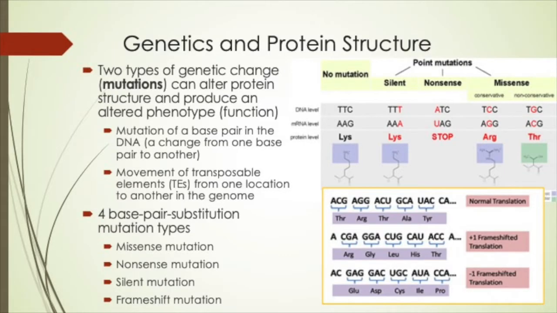There are two types of genetic mutations that can alter the protein structure. These are mutations of a base pair. If a specific base pair in your DNA has changed, depending on the normality of what the protein is, then it can change the protein either dramatically or not. Or the movement of transposable elements. If you have a normal element that has just one location in your gene but has been moved, that can really affect how your protein is going to function.